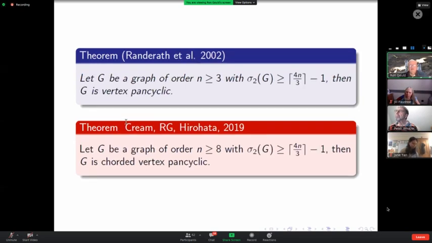All right, Ronderoth also showed if sigma 2 is at least the ceiling of 4n/3 minus 1, then G is vertex pancyclic. We took the same condition and showed that G is chorded vertex pancyclic, just had to make n at least 8 instead of 3. So far, what I've been showing you fundamentally says, find your favorite cycle result and turn it into a chorded cycle result.